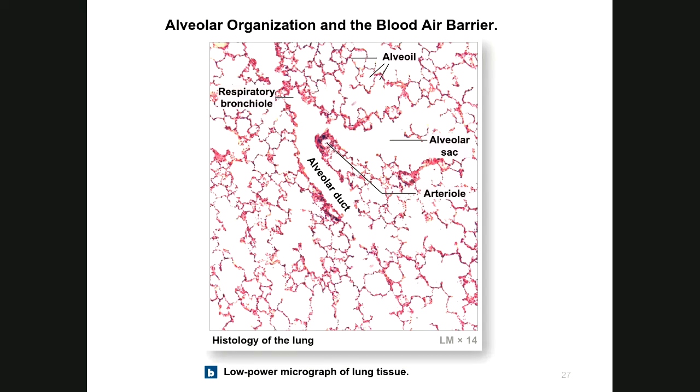Again, this is the simple squamous epithelium. And we have those teeny, teeny alveoli, making it big. Alveolar sac, alveolar duct, arterioles.